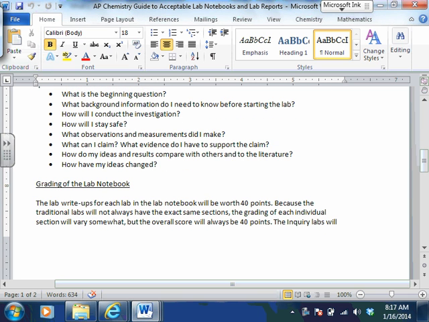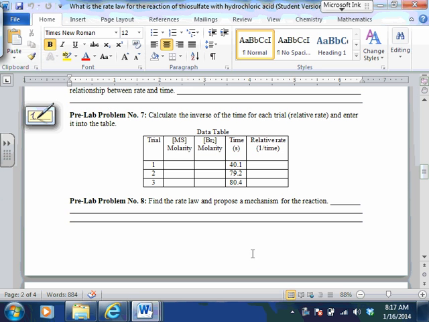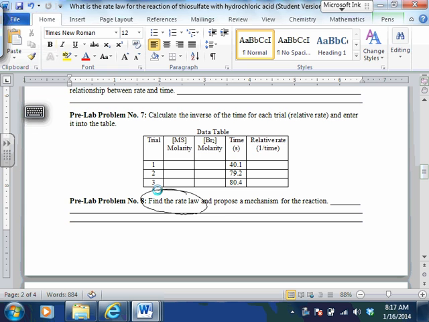Your claims, you need to make 2 claims here. One of the claims you need to make is what is the rate law for the reaction, okay? So basically, the 2 claims are going to be the same as they are in pre-lab problem number 8. One claim will be find the rate law, and the other claim will be propose a mechanism. All right, so you're going to say the rate law for my reaction is, and then you'll write out rate equals k times whatever it is. So you've got to figure out the orders with respect to each of the reactants, and then you can put that into your rate law, okay?